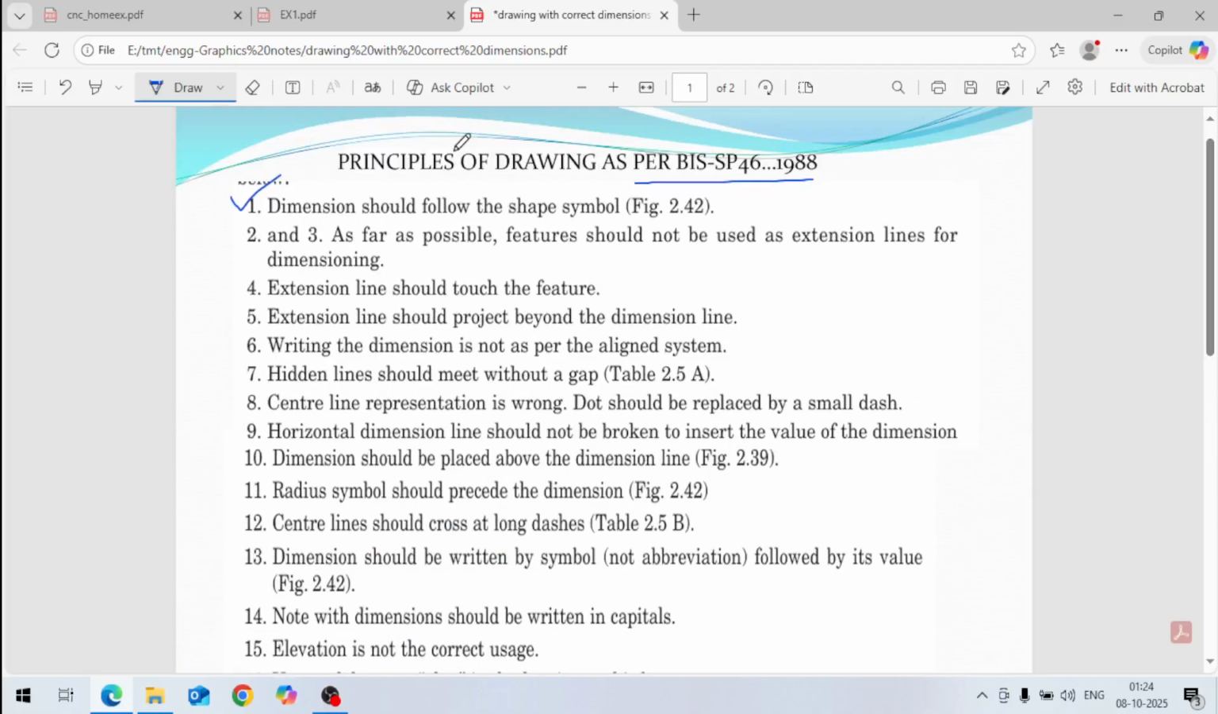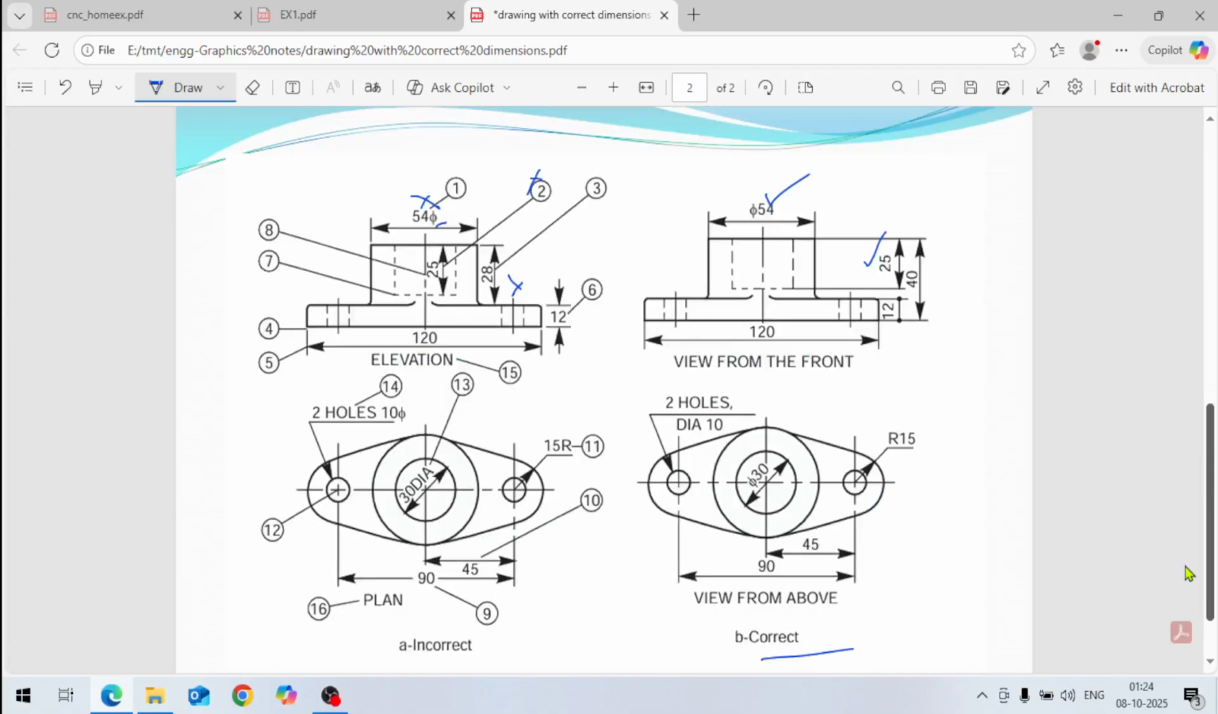And then is number 4, extension line should touch the feature. That means this is your extension line, number 4. If you compare this, it should touch the feature like this. This is the extension line and it should meet here like this. So this is point number 4. This is wrong here because some gap is there, but it should touch here like this.